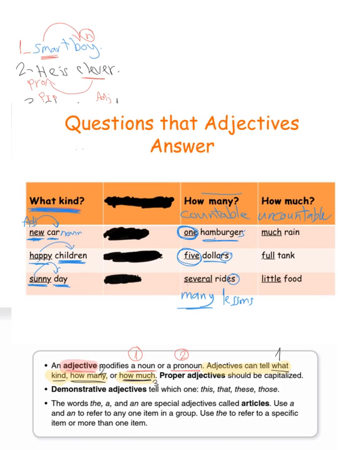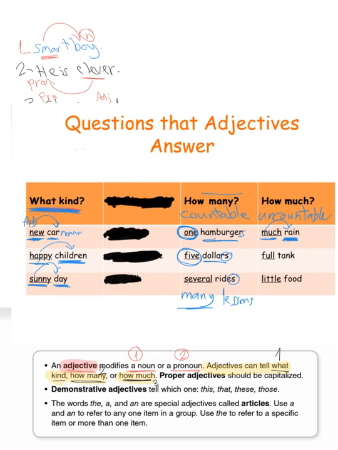It asks about the quantity. The quantity, when I have something, can't be counted in numbers. Like here, much rain. Rain is a kind of water. Now, can I say I have 3 water? I have 4 water? No, because water is an uncountable noun.